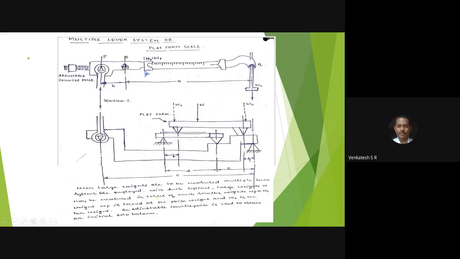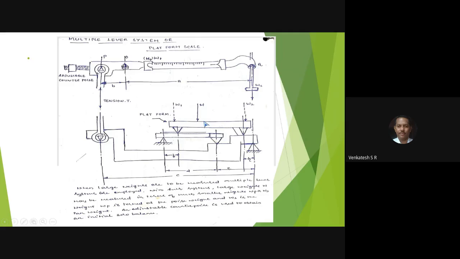Bring the moving poise weight to bring the beam exactly to the horizontal position, or 180 degrees. Before that, you have to keep the dead weights provided along with the platform scale in the hook provided on the beam. That is WS. That is the weight.